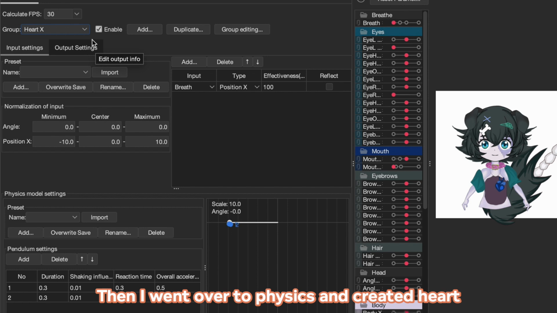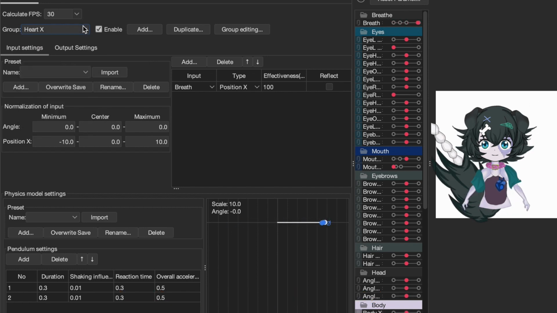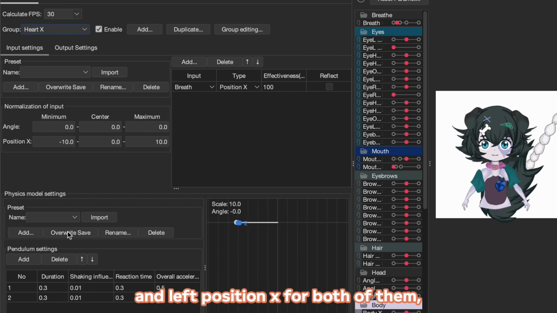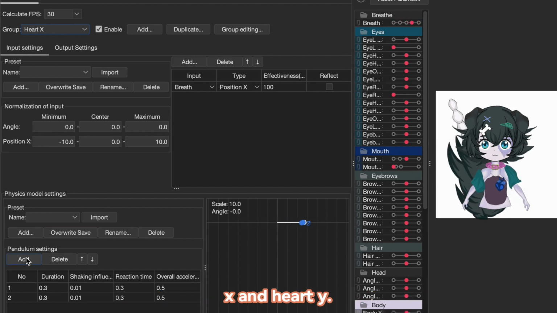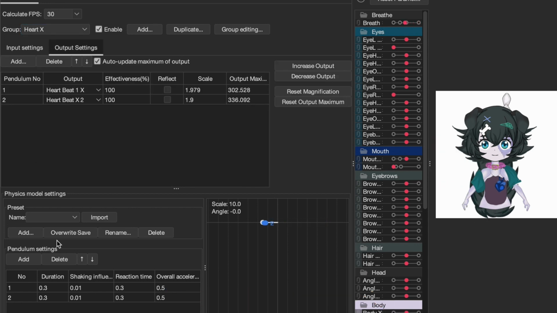Then I went over to physics and created heart X and heart Y. I added breathe and left the position X for both of them, and added 2 pendulum settings for both heart X and heart Y. Let me point out something.